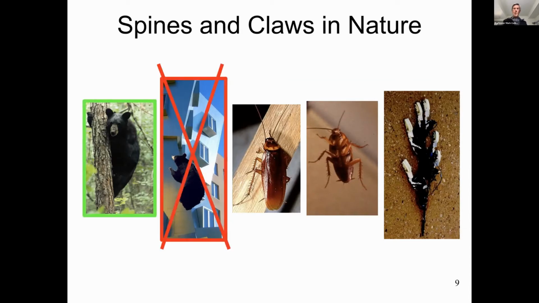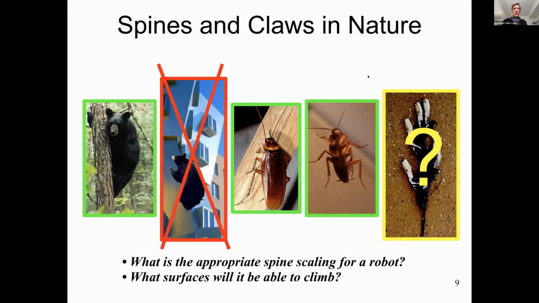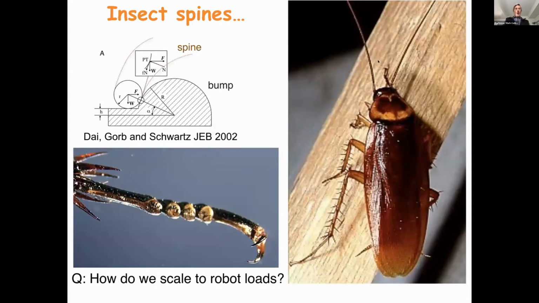And so if you think about it, then the question you have is, okay, well, what is the appropriate spine scaling for a robot? What surfaces will it be able to climb? Now we're starting to hone in on what I would call a critical function prototype. And we found there was a nice article by Stanislav Gorb and his colleagues that showed that you can model an insect spine by taking the tip radius of the spine and comparing it to the radius of a typical bump on the surface. As long as the spine tip radius is smaller than the average bump radius, I will be able to exert respectable forces.